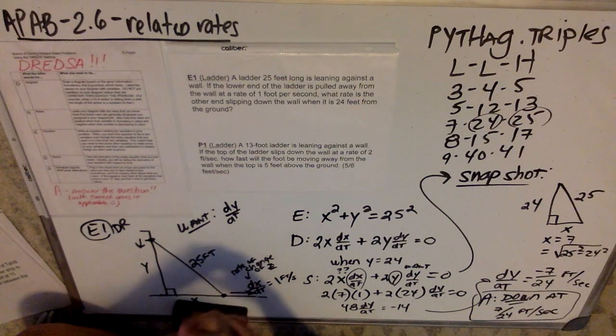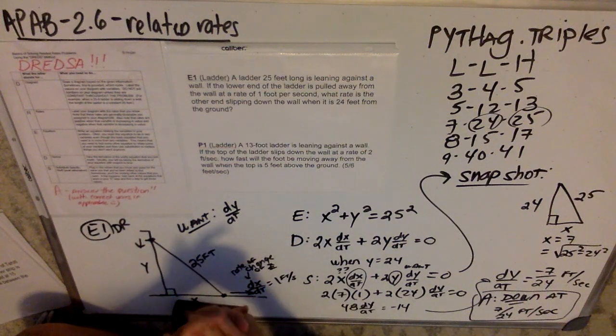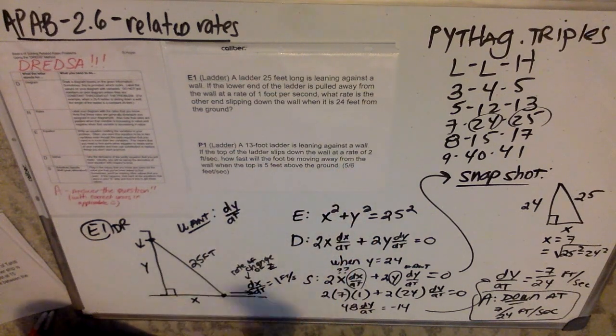So P1, also a ladder problem. A 13-foot ladder is leaning against a wall. If the top of the ladder slips down the wall at a rate of 2 feet per second, how fast will the foot be moving away from the wall when the top is 5 feet above the ground? And then the 5/6 feet per second is intended to be the answer.